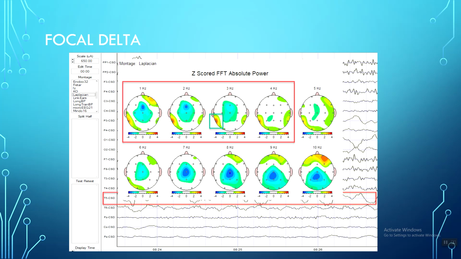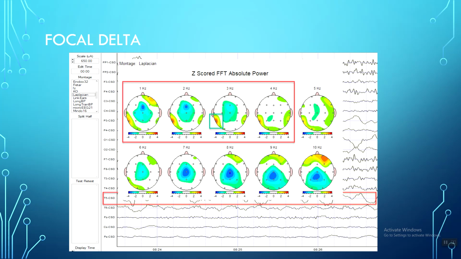To take the focal delta, at that point you have to change the electrodes in order to identify the position? No. After you gather the data, you can just change the montage with one click. Okay. Yeah. And so this is an example of focal delta.